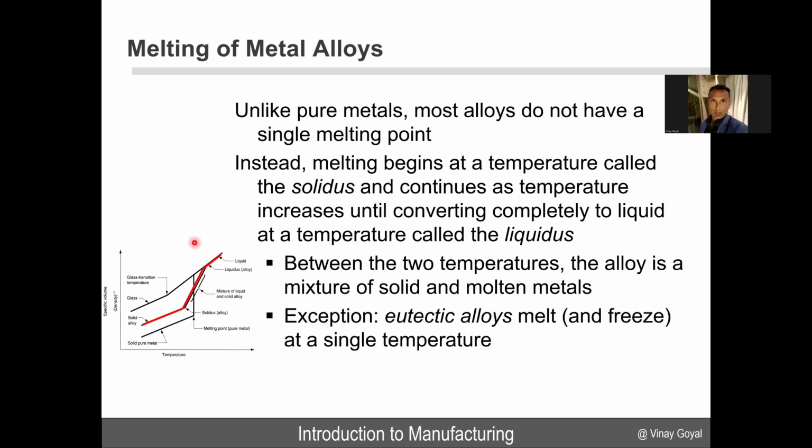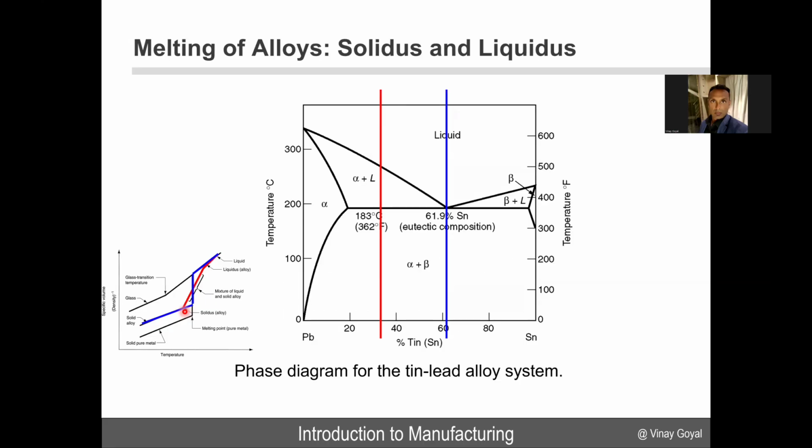The melting of metal alloys, which is the red line here, is unlike pure metal. Most alloys do not have a single melting point because now you have more than one metal in your alloy. Instead, the melting begins at a temperature called solidus and continues as temperature increases until converting completely to liquid. The temperature at which that happens is called liquidus. Between the two temperatures, the liquidus and solidus, the alloy is a mixture of solid and molten metals. The exception is eutectic alloys, which melt at a single temperature. We'll talk about it.